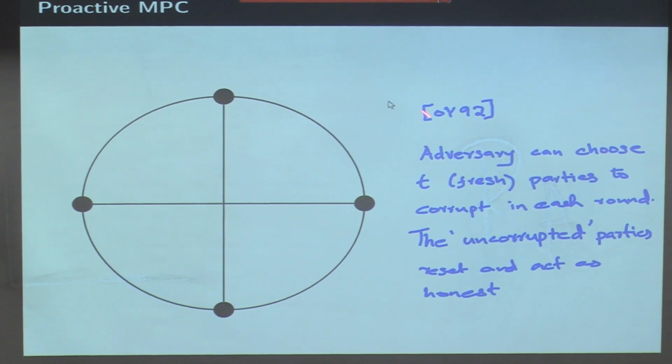So in some sense, if you think of this model where the adversary is allowed to corrupt T parties in each round, why is this a motivation? Because any protocol in that model can be thought of as a protocol in this model. This is the motivation for thinking about that. Yeah, exactly.